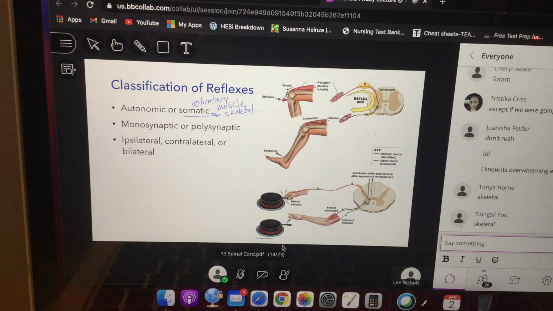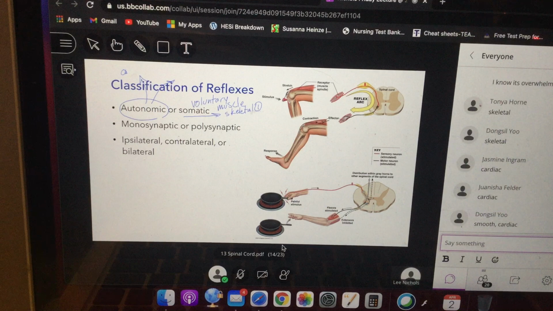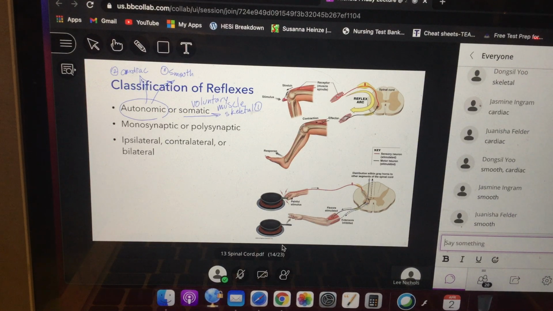Autonomic reflexes typically involve moving the other two kinds of muscle. What are the other two types of muscle? Skeletal is one. And what are the other two? Autonomic targets either cardiac muscle or smooth muscle. Okay, the two that are not voluntary.